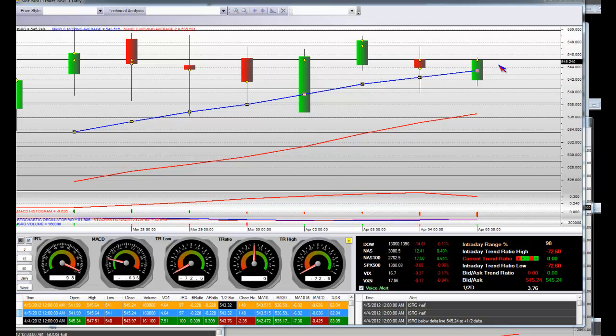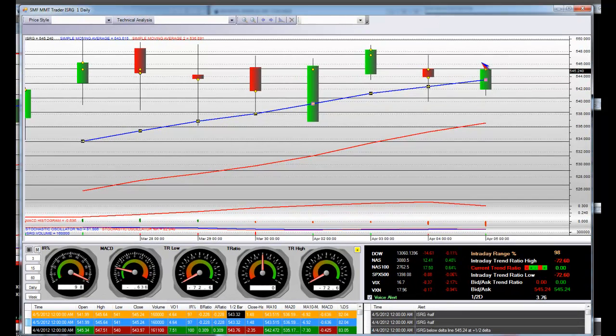9:35 a.m. Pacific Standard Time. Today's date, 8/4/2012. We're taking a look at ISRG. It is a daily MMT platform, and we are taking a look at the actual peaks to the teeny reversals and how the bounces had occurred.